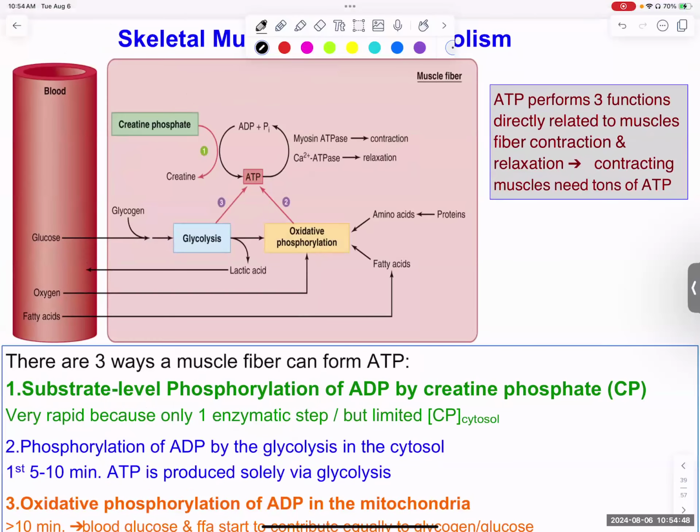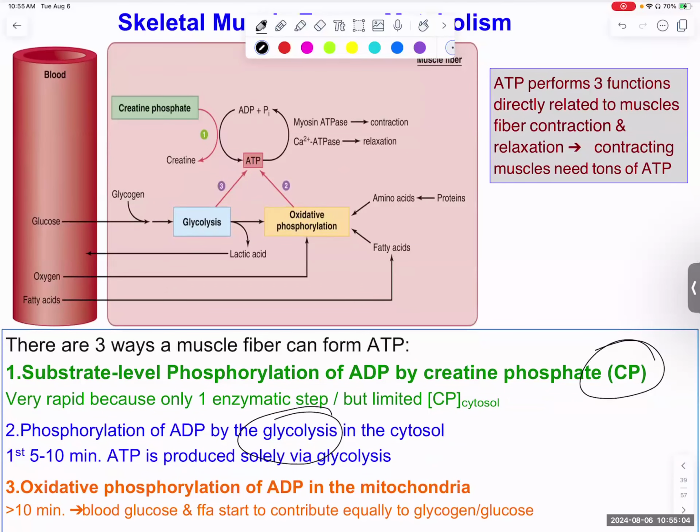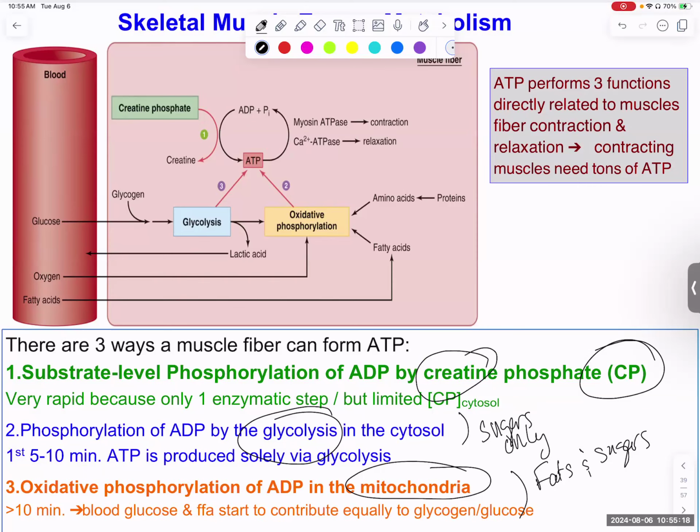All right. So we have 3 ways muscle fiber can generate ATP. We have substrate level phosphorylation of creatine phosphate. We have substrate level phosphorylation via glycolysis. And we have oxidative phosphorylation in the mitochondria. And here's where we can use fats and sugars. And here's where we use creatine phosphate.